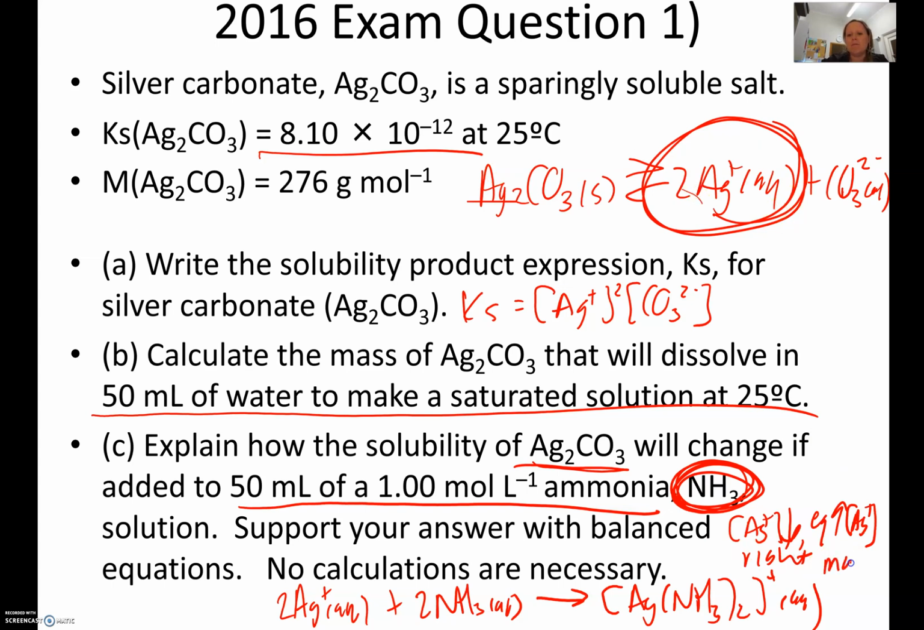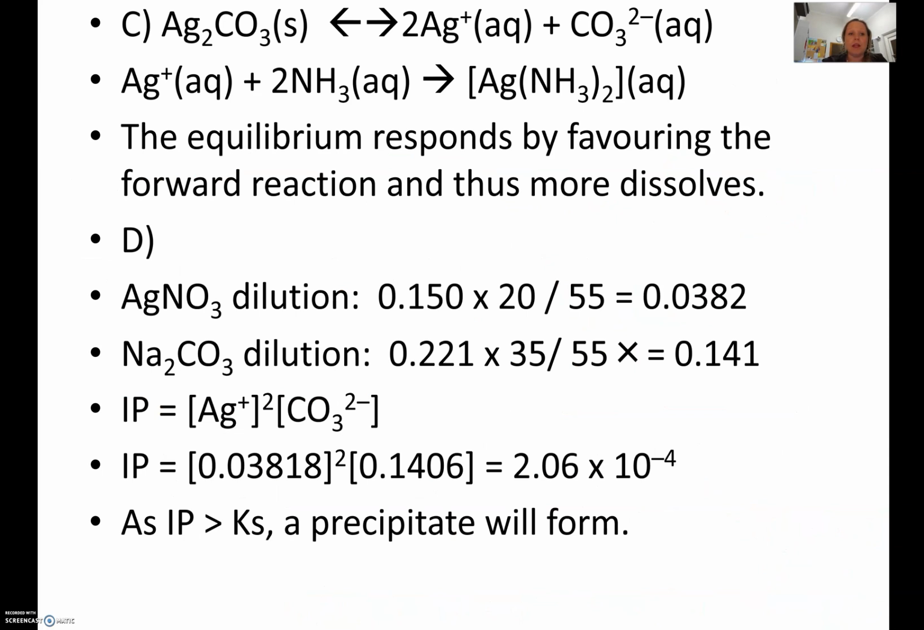And that means you're going to get more of Ag2CO3 dissolving, which means that the solubility will go up, and that is all written here. So more dissolved, solubility goes up.